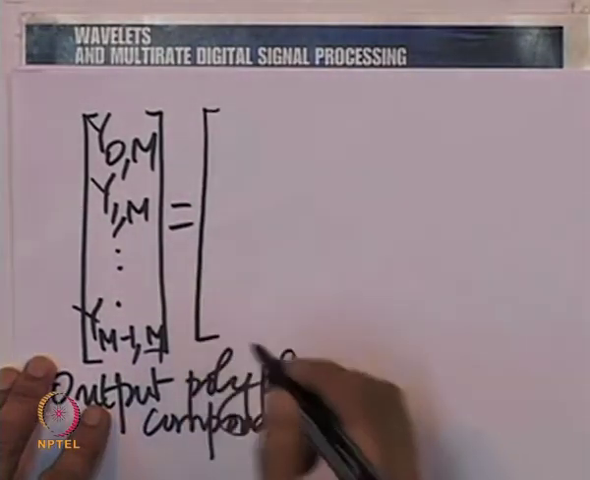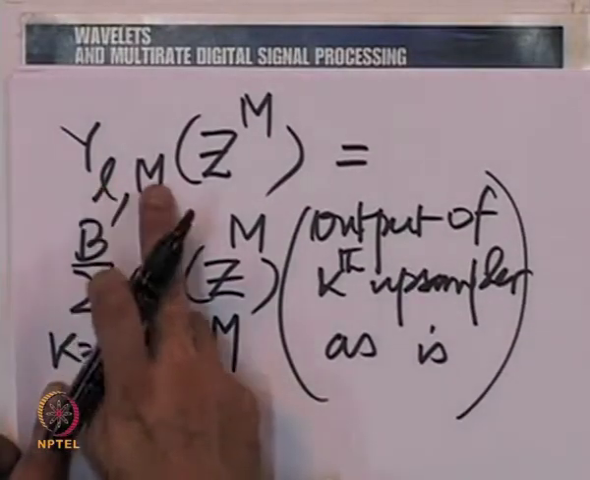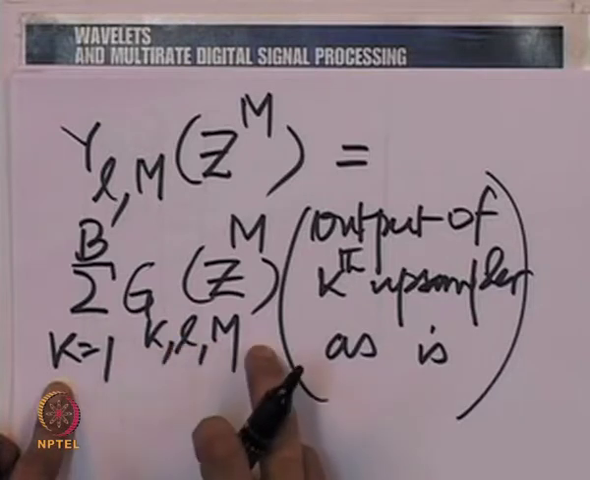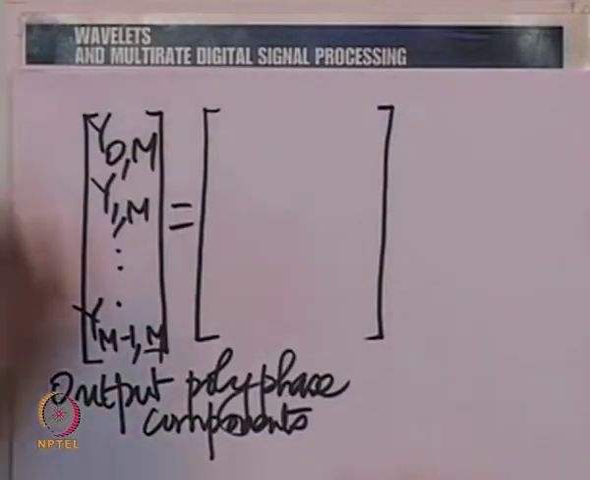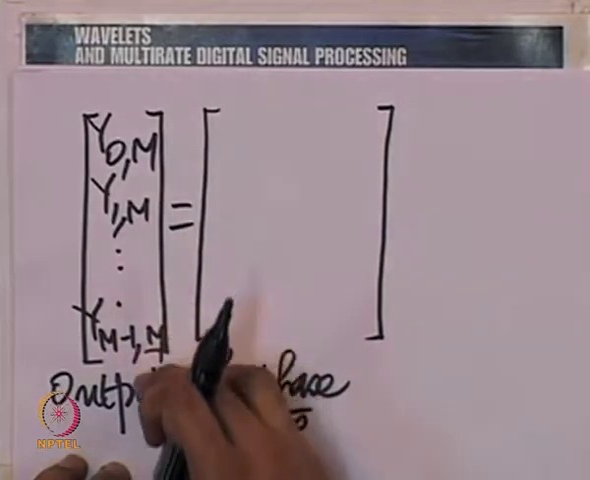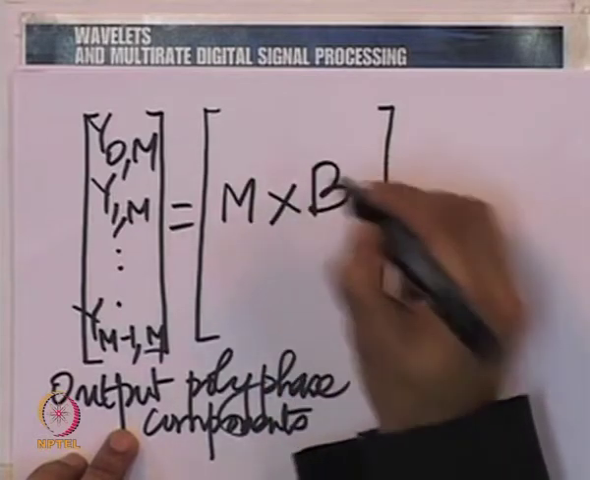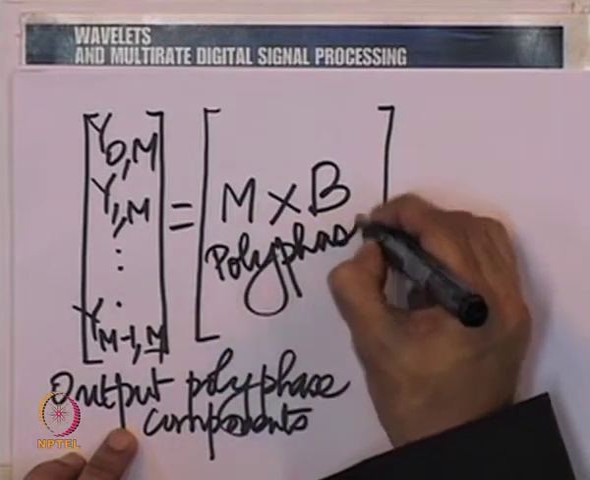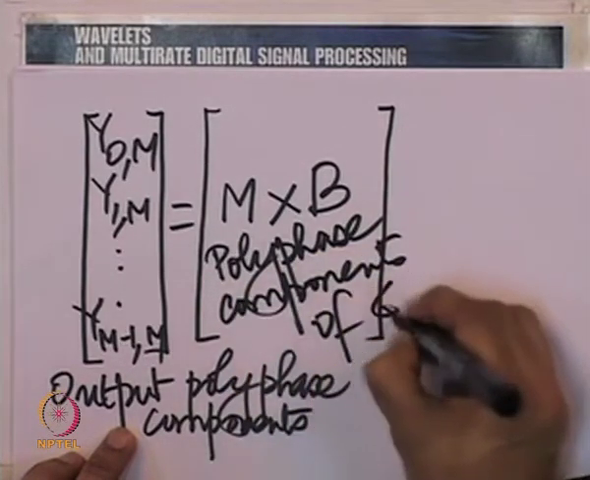And we could note that essentially this can be obtained. Now, if I take any one of these, so, take y 0 m for example, it involves g k 0 m summed over all k going from 1 to b. So, what kind of situation are we talking about? We are talking about a vector of size m here and a matrix of size m cross b of essentially polyphase components of the synthesis filters. Polyphase components of the GKs.